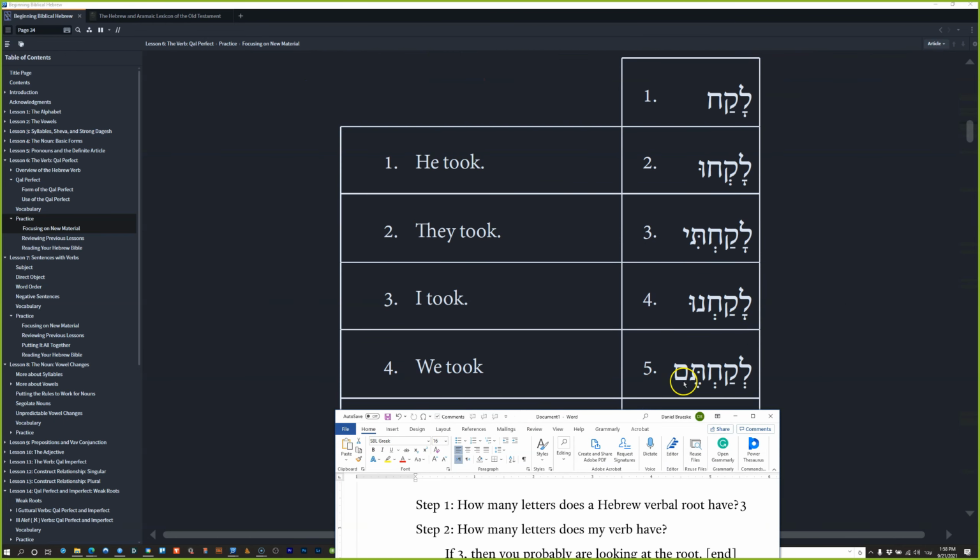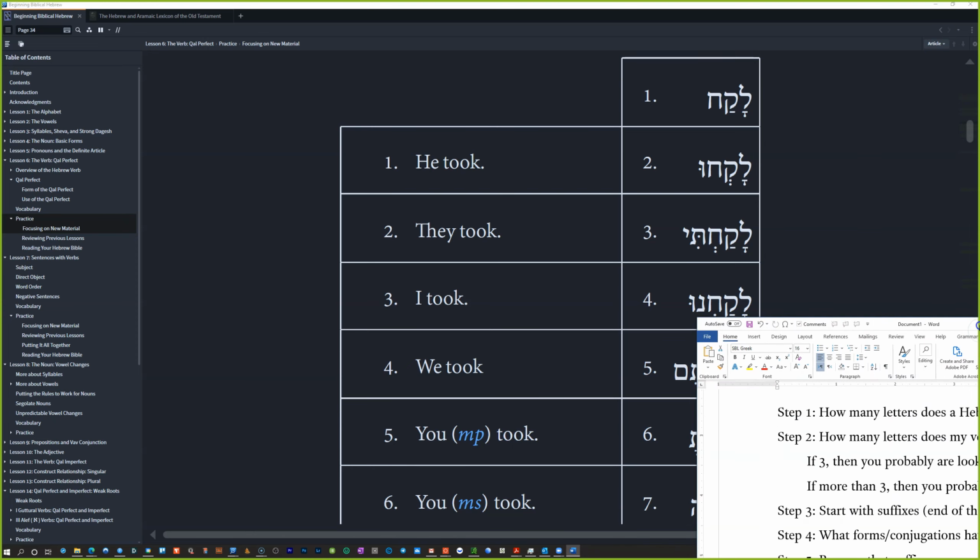Let's look at number 5. Again, number 4 is up here. Look at 5. Lakachtem. How many letters does a Hebrew verbal root have? Three. How many do I have? I have five. So what's extra? Well, let's start at the end. If I take off the mem, I've still got four letters. That's not enough. I still have to take something else off to get back to three. So let's take off the mem and the tav.